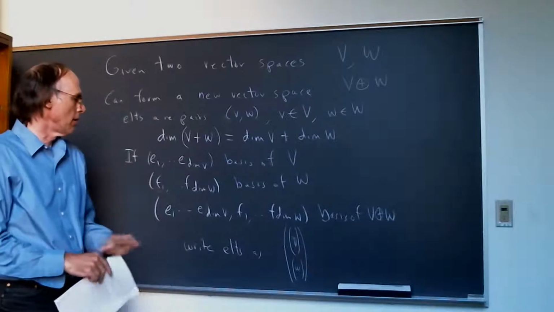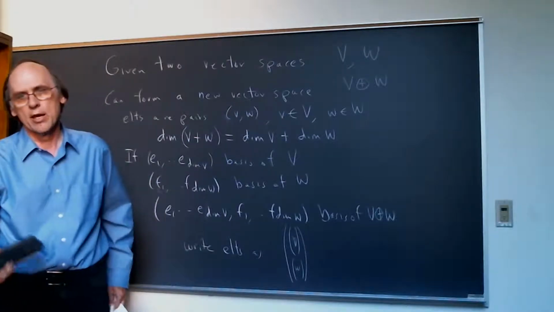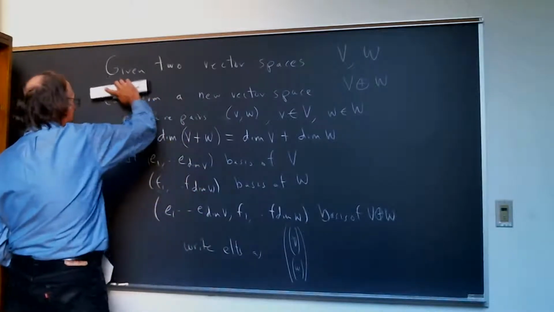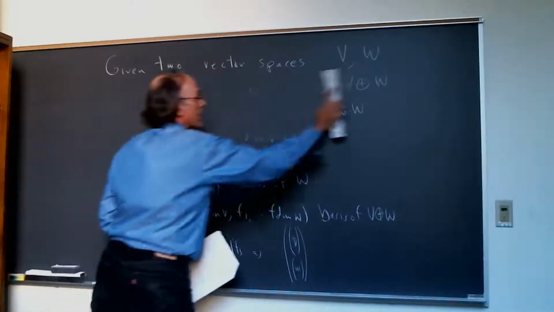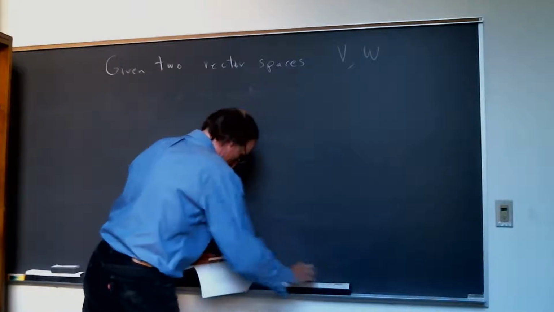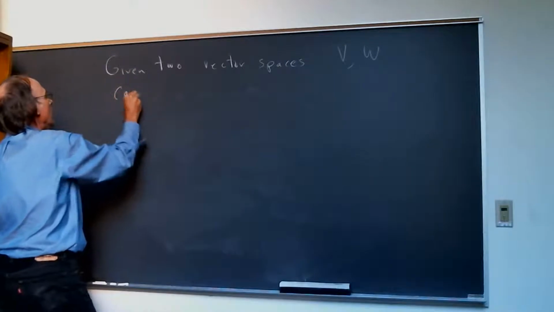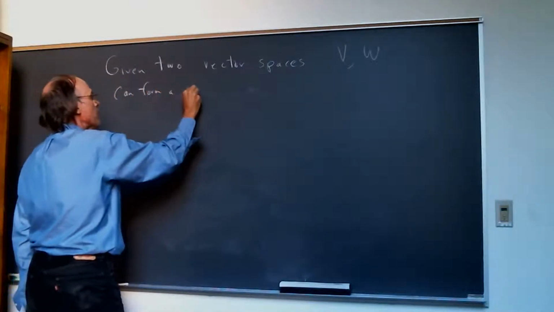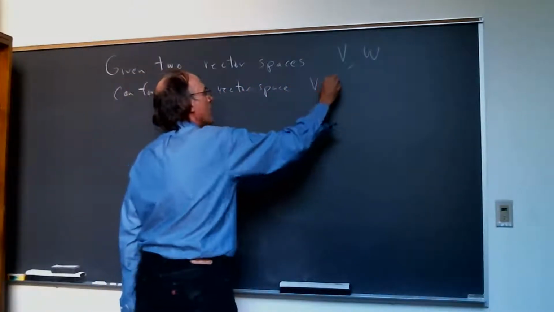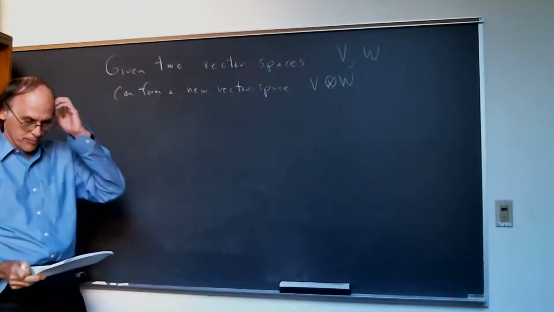Okay, so now there's a much more non-trivial and more interesting vector space that you can make out of these vector spaces, and this is going to be the tensor product. So you can form a new vector space, it's V tensor W.